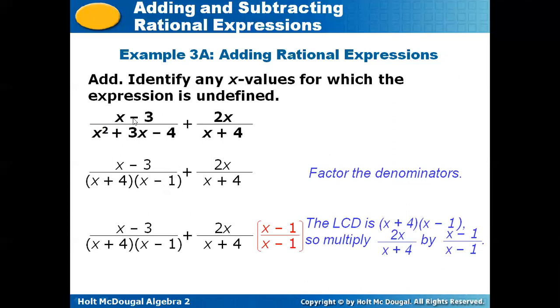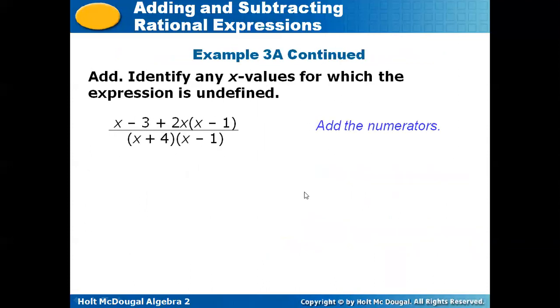Since the first expression is exactly the same as the LCD, simply copy that one: x minus 3 over x plus 4 times x minus 1, plus. In the second expression, I only have x plus 4, but the LCD is x plus 4 times x minus 1. So we need to multiply your numerator and denominator by x minus 1 over x minus 1. Doing that, we now add the numerators. That would be x minus 3 plus the product of 2x times x minus 1, over the LCD.